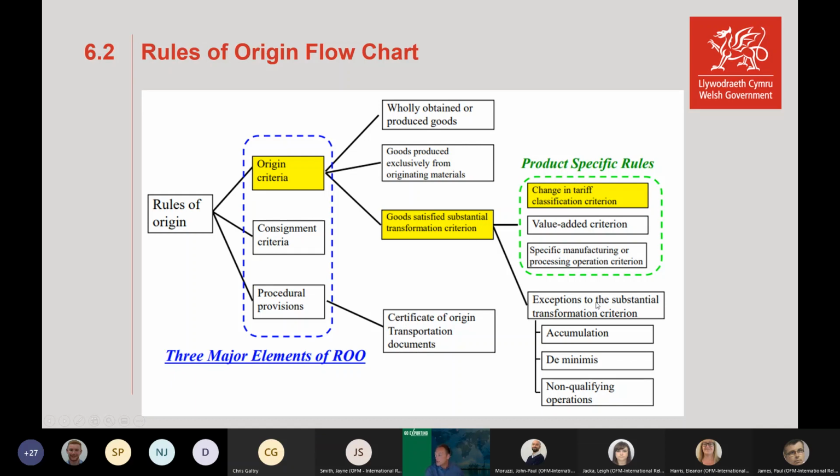So there are some exceptions to the substantial transformation criterion. There's the accumulation, which we have in the UK-EU trade agreement, this bilateral accumulation of products, so that EU goods count towards British and vice versa. And then there's a concept called de minimis, which relates to the tolerance rule. So there's a certain value or volume of non-originating content without affecting origin. That's usually around 10 to 15%. And then there's a list of non-qualifying operations, which are classed as minimal processes, so that they don't confer origin. For example, packaging, labeling, or just assembling the products, they're not sufficient transformation to qualify for the goods to be changed to UK origin.